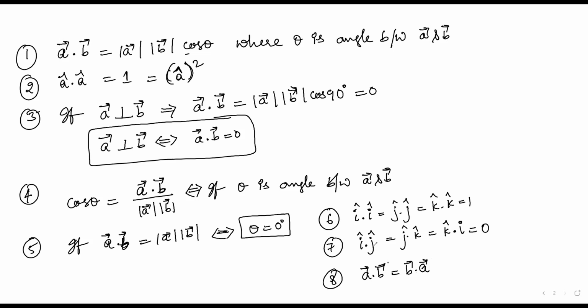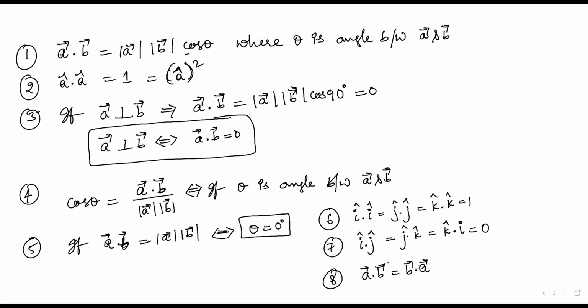Yes, so I and J are unit vectors along the x-axis and y-axis. So they're perpendicular. Because if A dot B equals 0, what does that mean? A and B are perpendicular. If two vectors are perpendicular, then the dot product is 0. I and J are perpendicular to each other. Therefore, the dot product is 0.